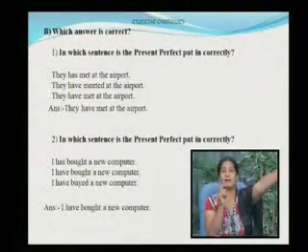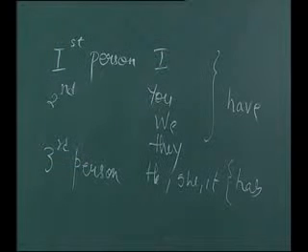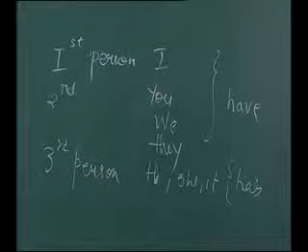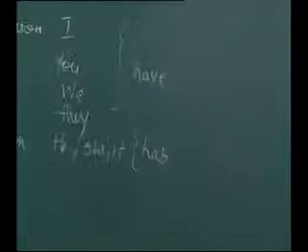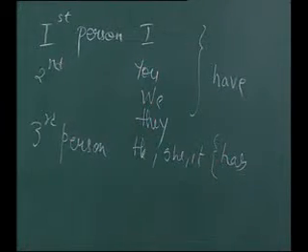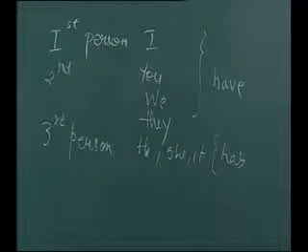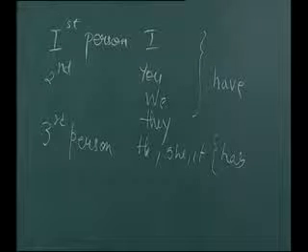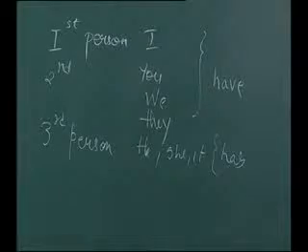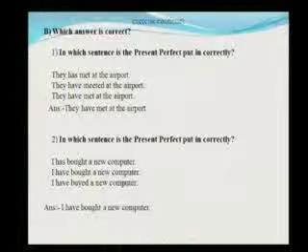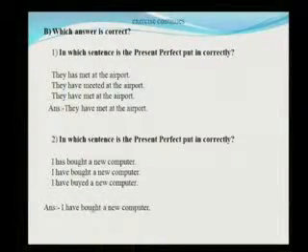Can you see on the board again? The board says that I, you, we, they will take have. Now in the slide, you have they have meted. The slide shows they have meted. Meted is not a correct form, right? Instead of that, you should use met. So meet will convert into met. The correct answer is they have met at the airport.